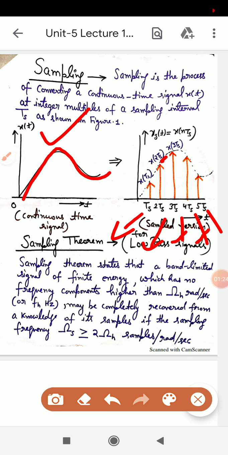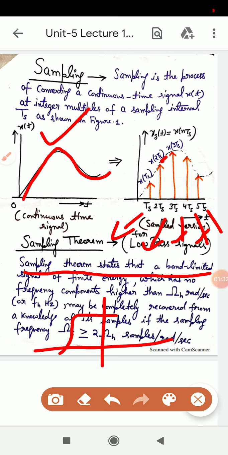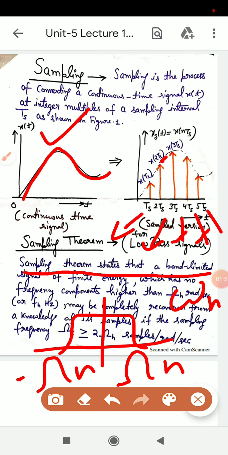And what is the sampling theorem? The sampling theorem states that a band limited signal of finite energy, which has no frequency component higher than omega h, where omega h is in radians per second, spans from minus omega h to omega h. A band limited signal may be square, triangular, any type.